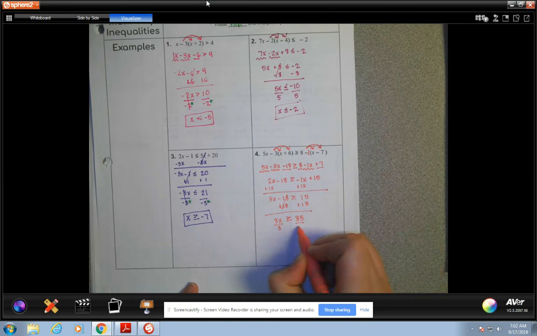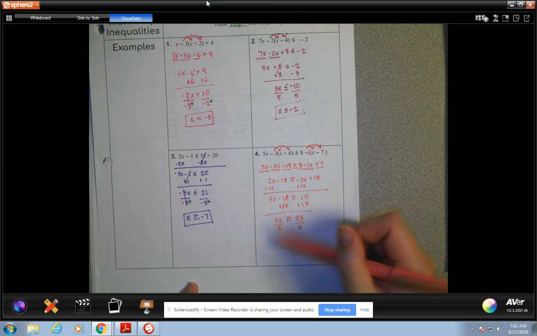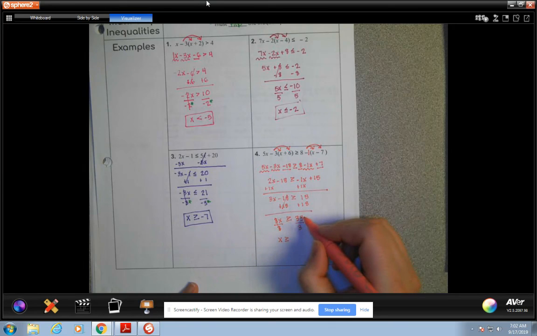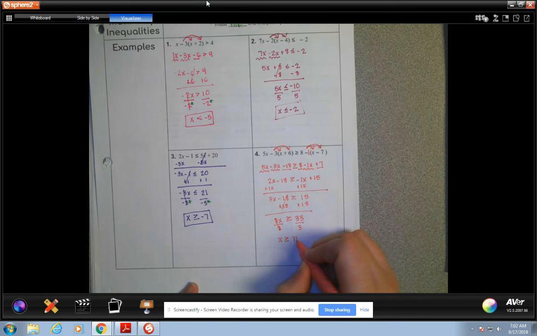Noticing that we're not flipping the sign because we're dividing by a +3. So these 3's cancel, and we're left with x is greater than or equal to 33 divided by 3 is 11. All right, and that's it for your notes today.